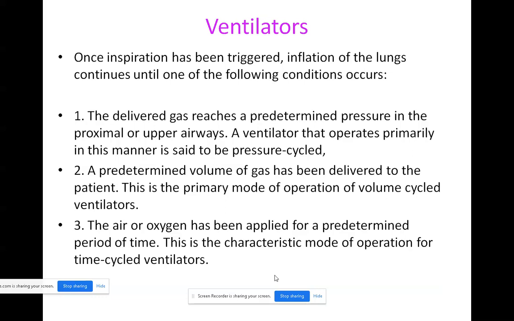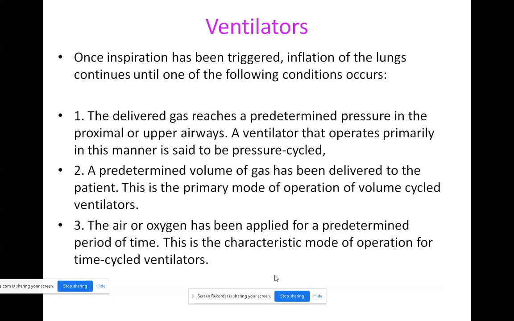Okay, so that will be called a pressure cycled ventilator. Based on the pressure determination, your oxygen will be passed. Then a predetermined volume of gas, first point, how much pressure. Based on the amount of pressure, the gas will be moved to the lungs. Second point, volume of gas, so how much volume we send. Okay, the volume of oxygen sent to the patient.